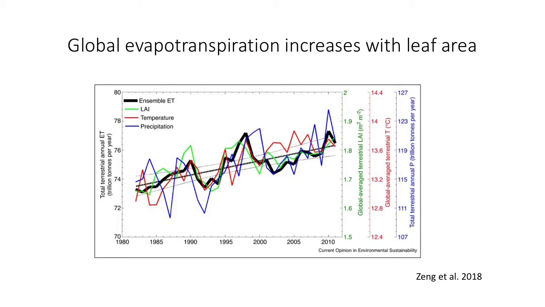Now, global evapotranspiration seems to increase with leaf area as well. This suggests that the processes we see at the leaf scale and at the whole plant scale do go up to the level of the global terrestrial biosphere. Multiple papers have come out since Zhang et al. 2018 supporting this result.